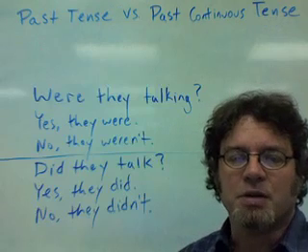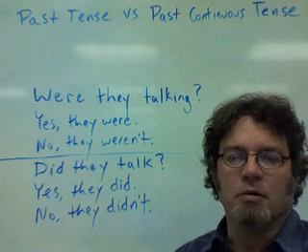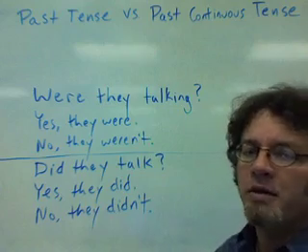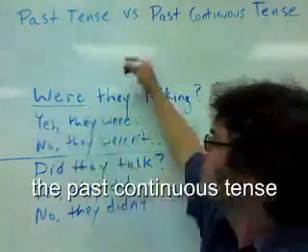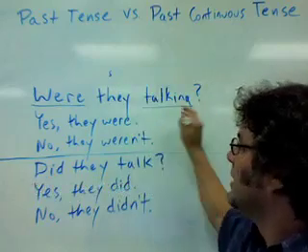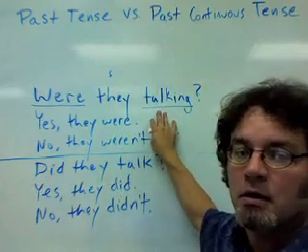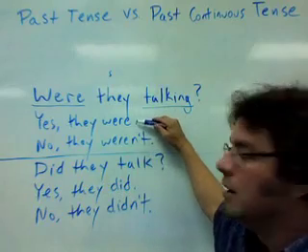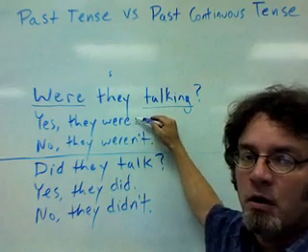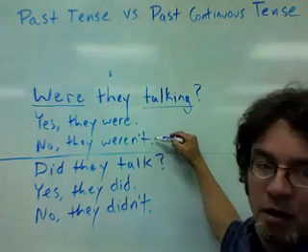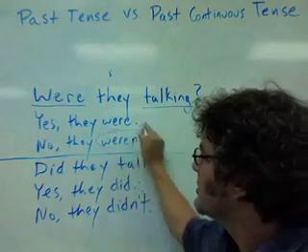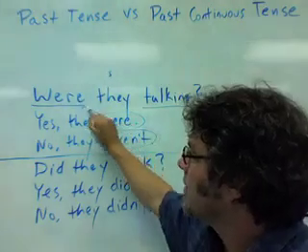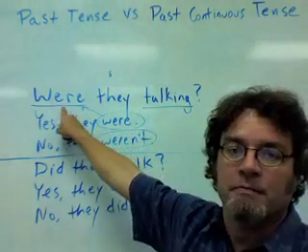For these questions, the answer is yes or no. Were they talking? Here's the verb be in the past tense. This is the subject and the main verb talk. Here's the answer. Yes, they were. Or if it's negative, no, they weren't. Notice that this is going to match the question, the beginning of the question right here.